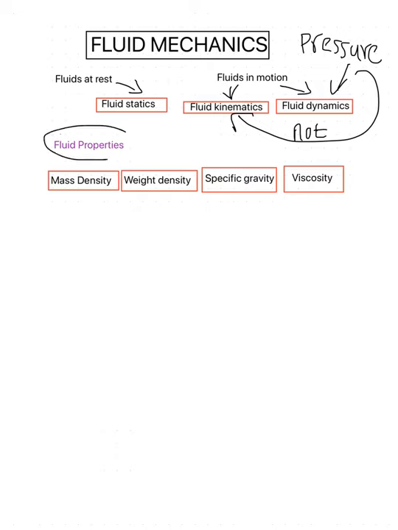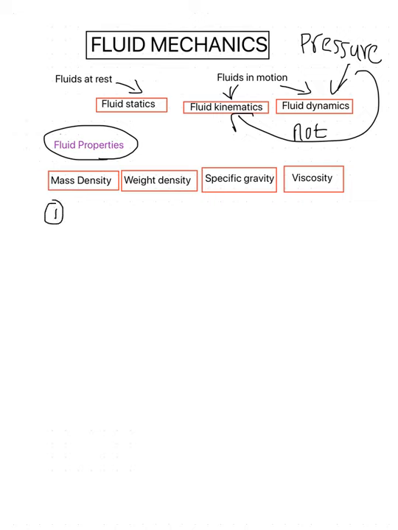Now we move on straight to fluid properties. Basically we have four properties in the syllabus, even though there are a wide variety of other properties. We deal with the first, mass density; second, weight density; third, specific gravity; and last, viscosity. Now we'll go straight ahead with the fluid properties.